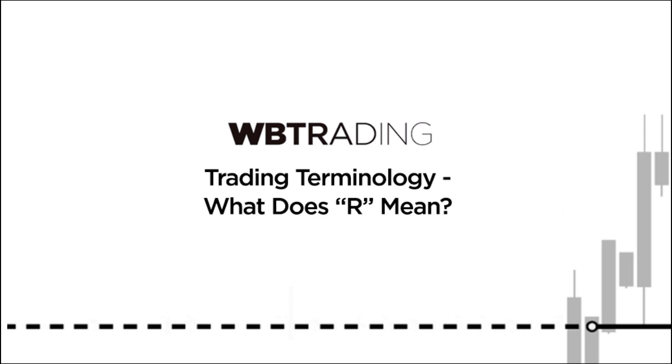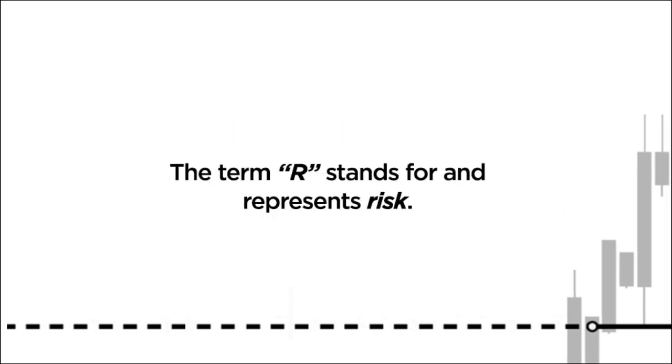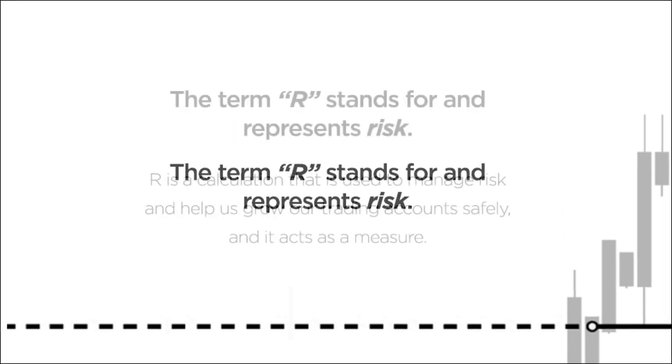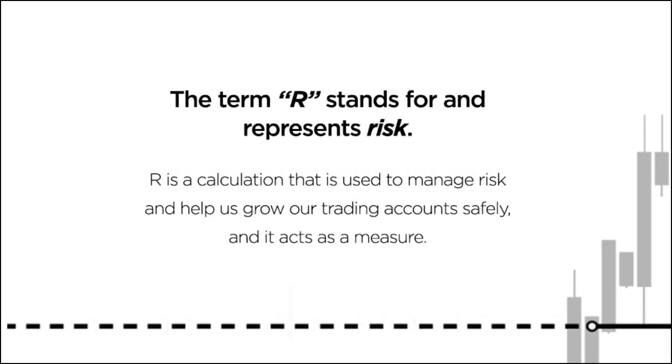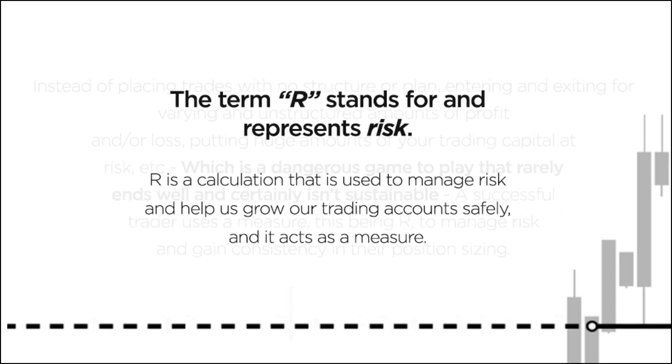So if that has happened to you, or maybe it's even happening right now, maybe you've just had 10 losing trades in a row, this video is going to help you deal with that. So let's get into it. The term R stands for and represents risk. So R is a calculation that's used to manage risk and help us grow our trading accounts safely, and basically it acts as a measure. And we'll cover this in more detail in just a second.